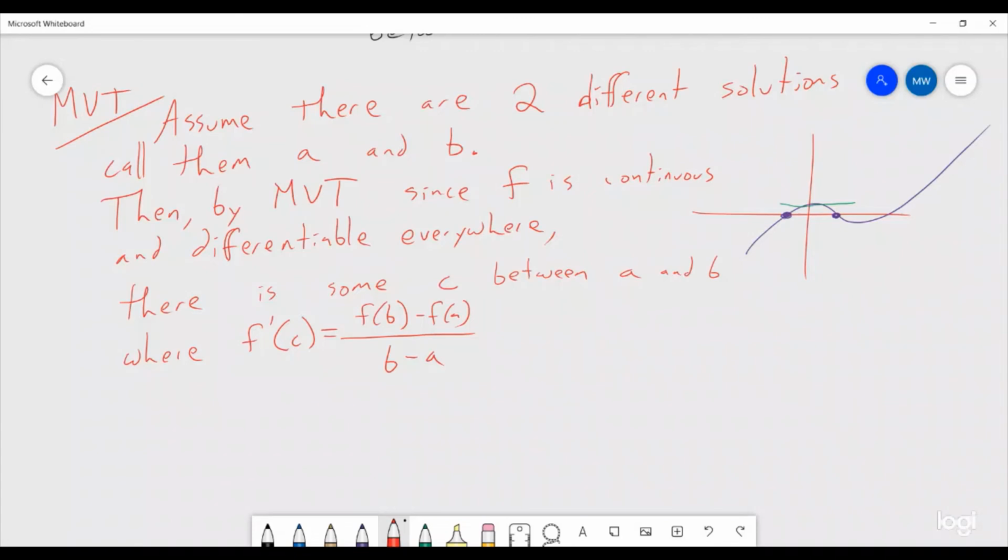But what did we assume about A and B? They were solutions. So that means that both of them are 0. So we get 0 over B minus A equals 0. So that means we know that somewhere there is a slope of 0.